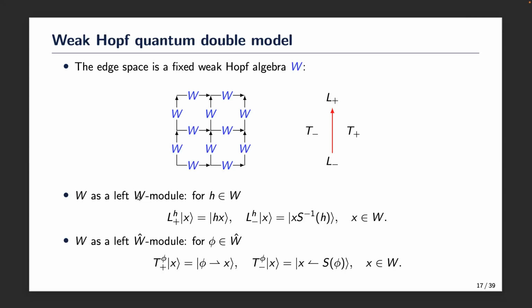And this will give two left actions on W. And also we can treat W as a left W hat module, where for an element in W hat, we can define these two operations T plus and T minus by using the arrow notation that we have introduced before.